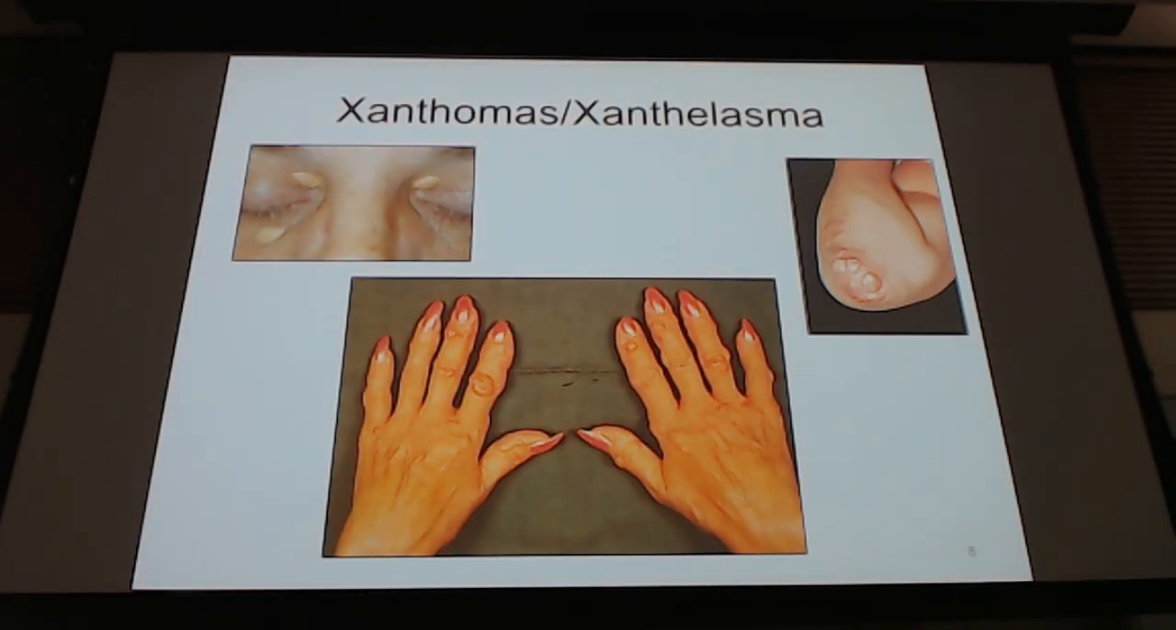So here's how that looks. These typically present on the hands. They will get these little cholesterol and fat buildups around the eyes, and you also see it on the extensor surfaces of the elbows.